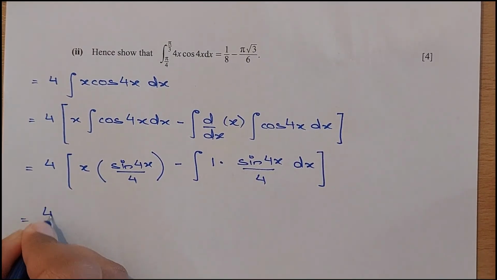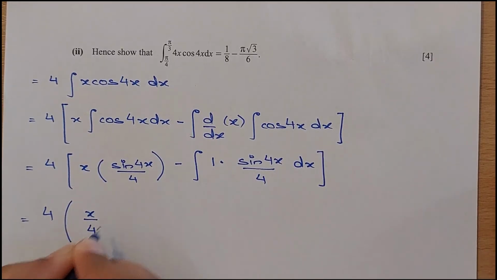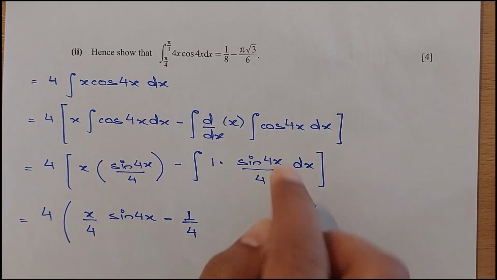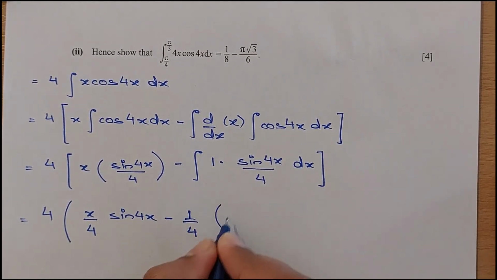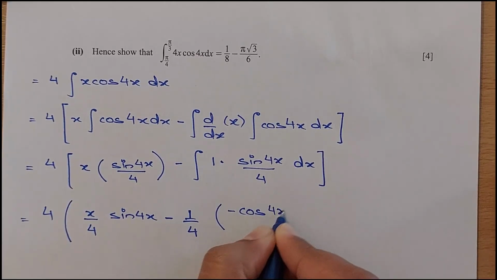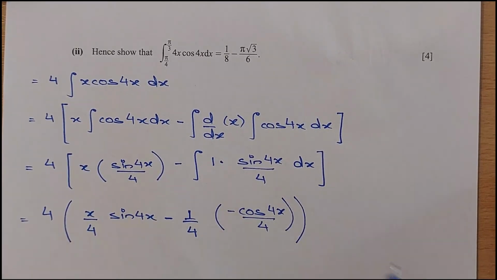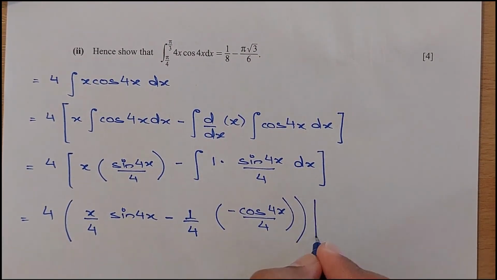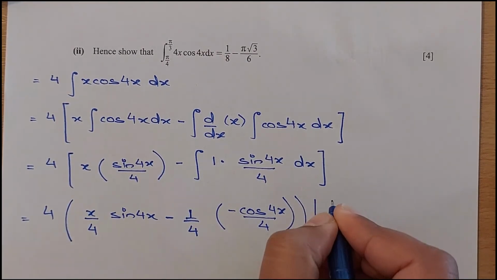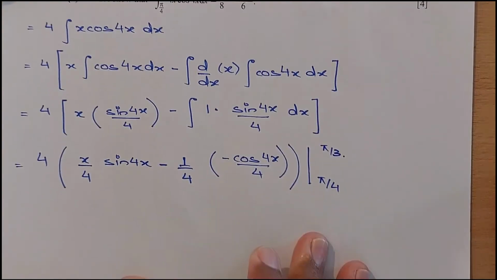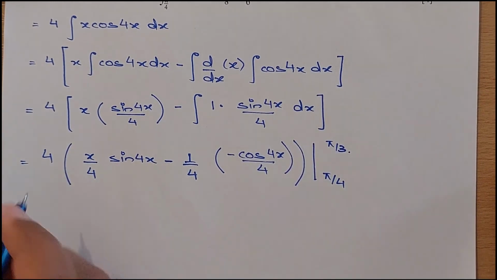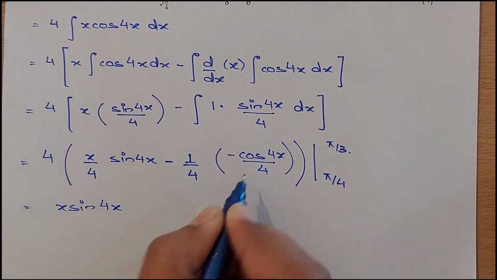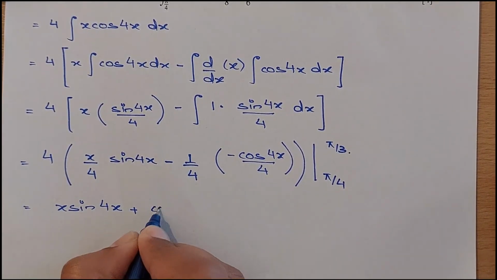Okay, so we have 4. Here we have x by 4 sine 4x minus, 1 by 4 is outside, and the integration of sine is minus cos 4x divided by 4. I'm not adding the constant of integration because I have to use the definite limits. So let me put the limits, pi by 4 to pi by 3, right? So let me multiply with the 4. So we have x sine 4x over here, and negative times negative is positive, 4 is cancelled with 4, cos 4x by 4.